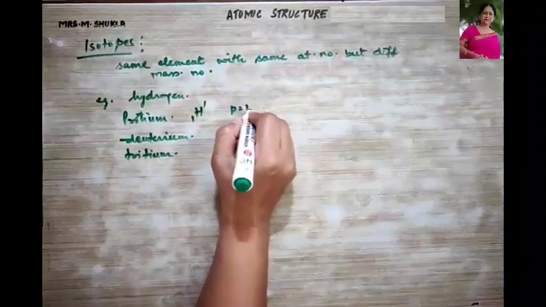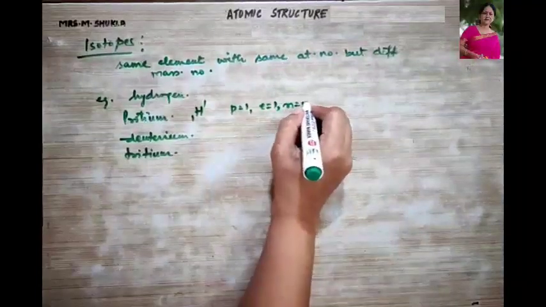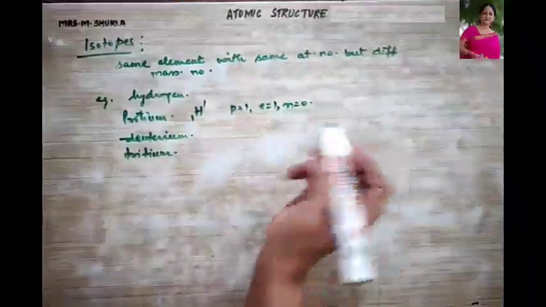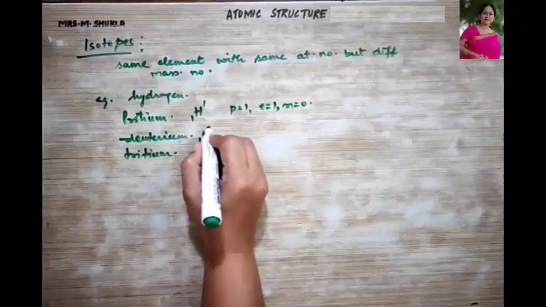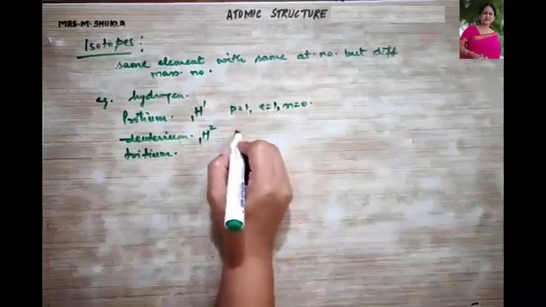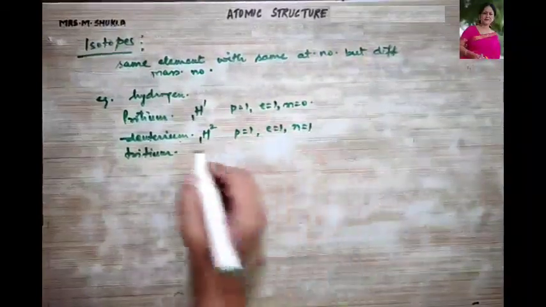That is, proton is 1, electron is 1. And what about neutron? That is 0. 1 minus 1 makes it 0. Talk about deuterium. Atomic number is 1 and mass number is 2. That is, proton is 1, electron is 1 and neutron is 1 over here.